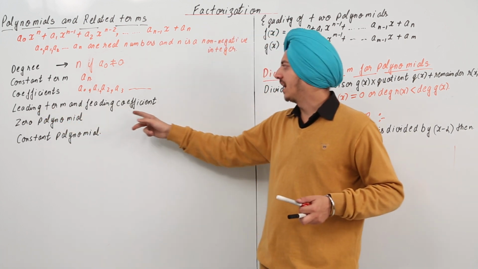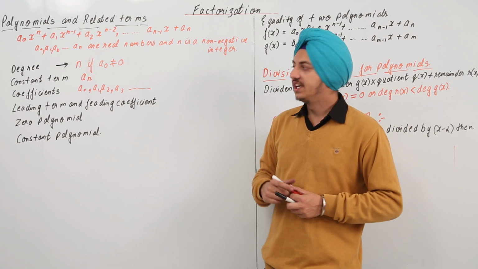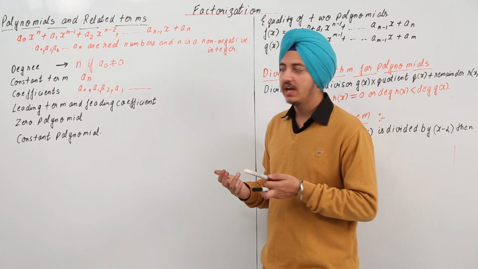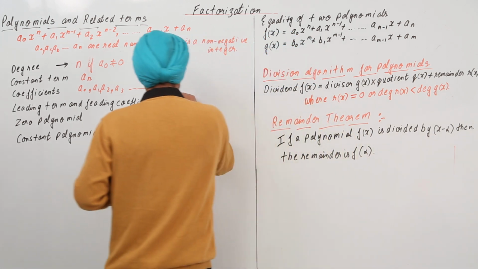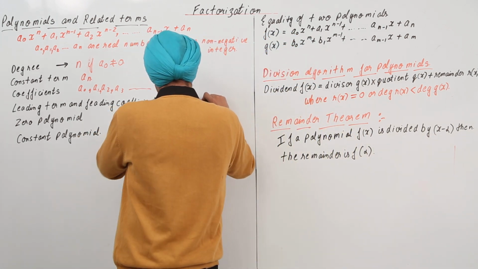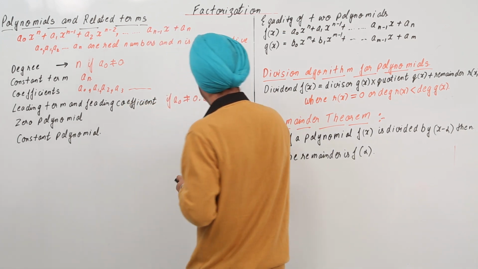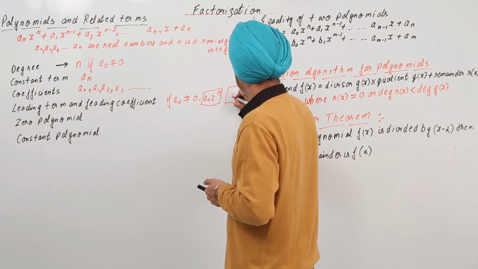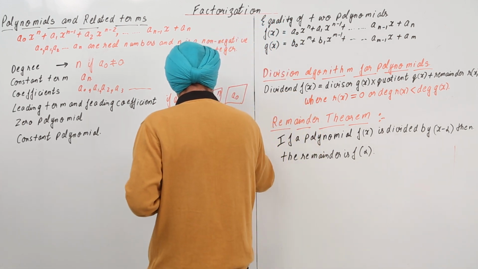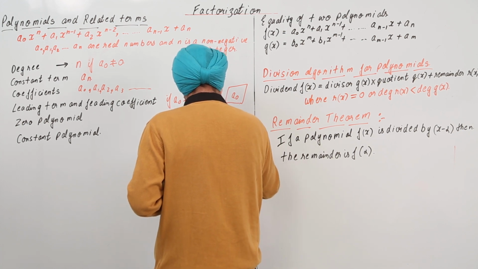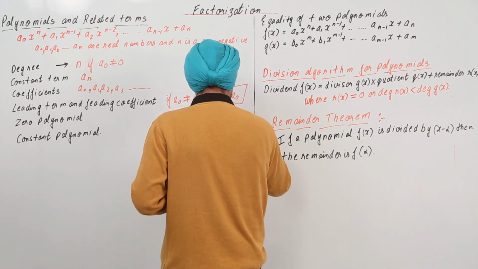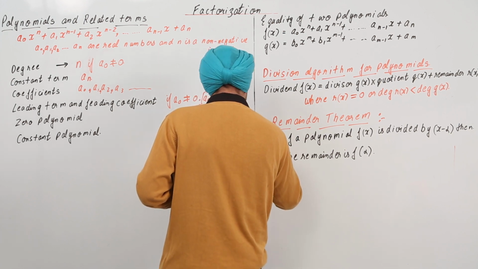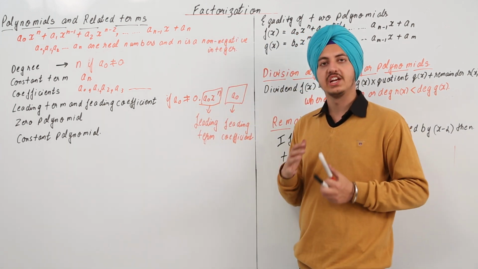What is the leading term and the leading coefficient? The leading term is the first term, or the term with the highest power of x. So in this, if a naught is not equal to 0, the leading term is a naught x raised to power n. This is the leading term, and the leading coefficient is a naught. So now we know what the leading term and leading coefficient are.